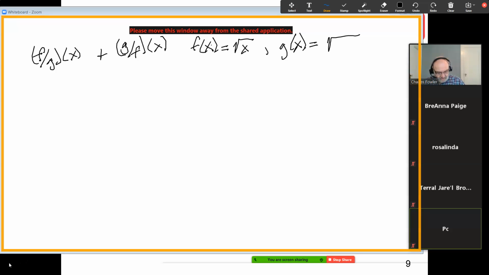All right, so g of x was the square root of 4 minus x squared.